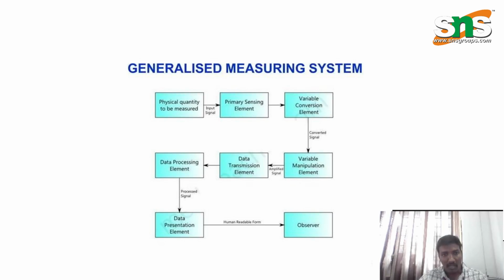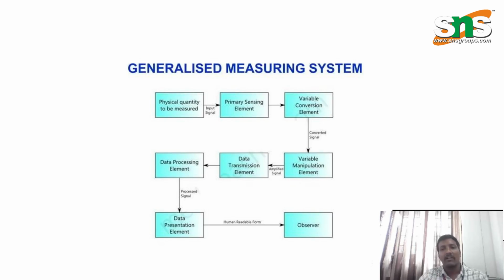Initially, you should choose what kind of physical quantity you are going to measure, maybe pressure or temperature. Then you should choose the primary sensing element, which means it is going to touch the physical variable. For example, if you want to measure current with an ammeter, you will have a probe connected over the conducting part.